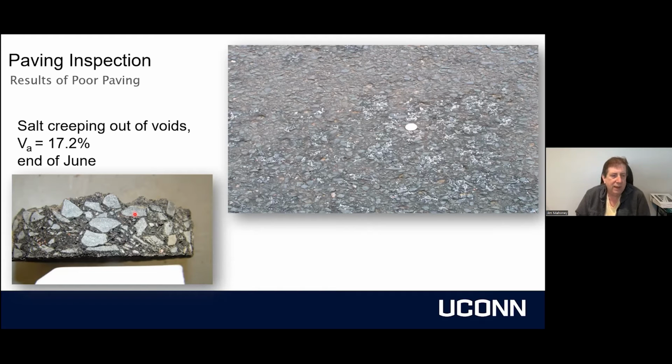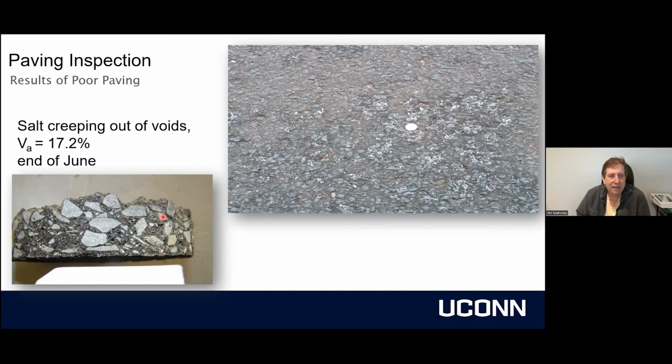When we cut a core out of there, what we found was the air voids were 17.2%. Using Alex's math of 10% per percent above 8, let's just say we had about 9% above that 8% cap. So we lost about 90% of the life of that pavement at the time of construction. If you spend $1 million to pave this roadway, you threw $900,000 out the window from day one.